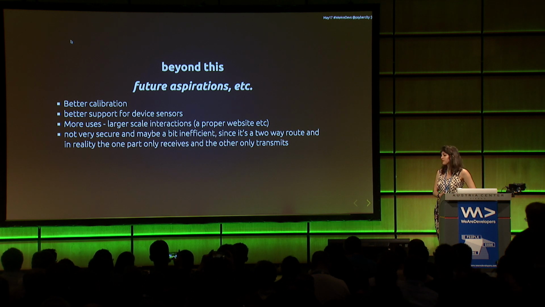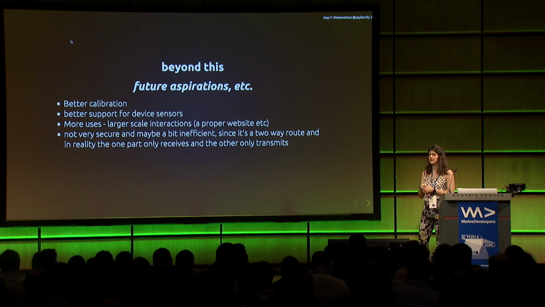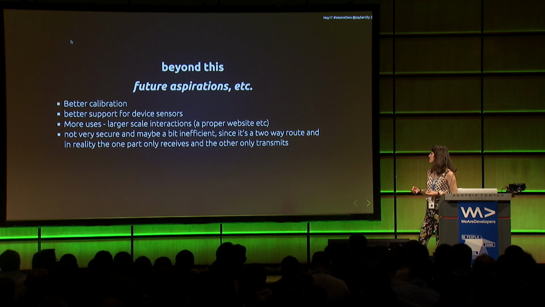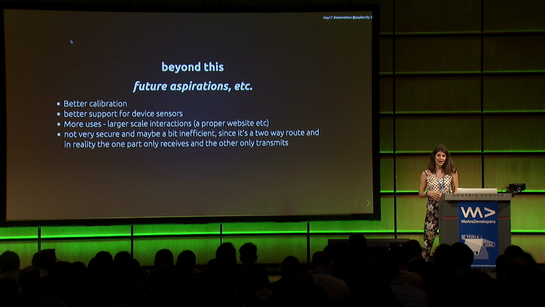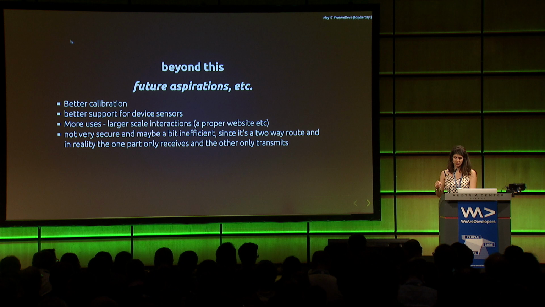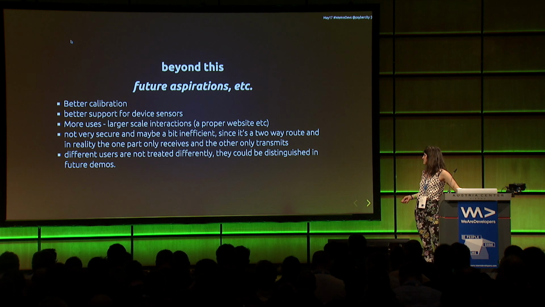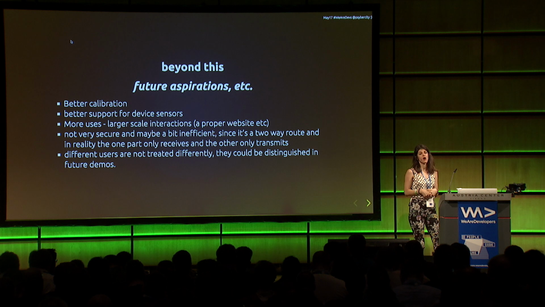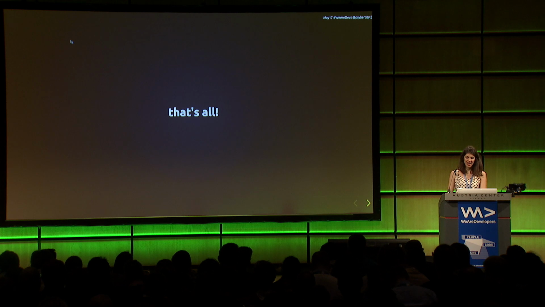This is not very secure at the moment, as you might have noticed, because the server is just 2 lines of code, and it doesn't take care of security. And also, it's maybe a bit inefficient, since it's a 2-way route, whereas in reality, my phone is only sending, and the laptop is only receiving. So I'm not using the 2-way communication exactly, both on my phone and my laptop. Only the server takes care of that. And also, different users are not treated differently, so they could be distinguished in different demos, or I could make a cap for maximum users, obviously. And that's all.